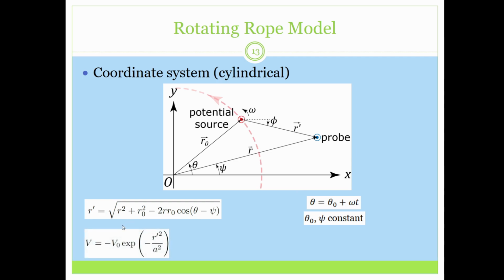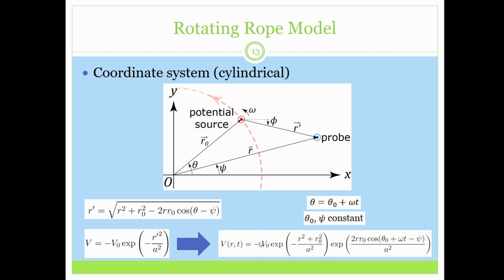Substituting that into the potential, we obtain this expression, which is suggestively written in the form that contains a non-time dependent term in the front of the exponential and a time dependent term at the back. This time dependent term, which is a cosine nested in an exponential, will create spiky structures when the interior coefficient 2r r0 over a squared is large.